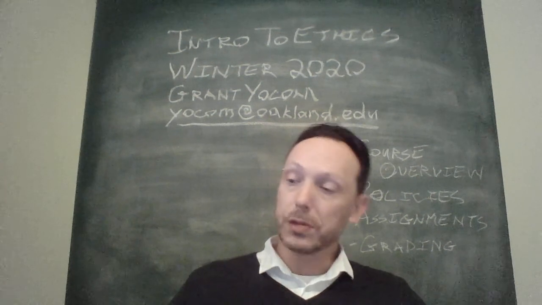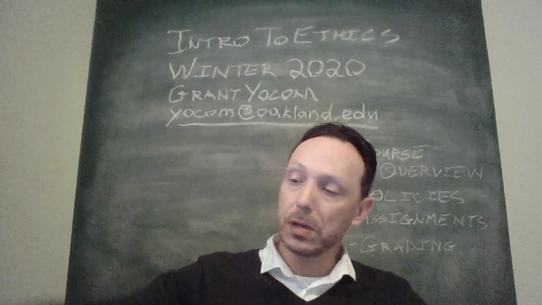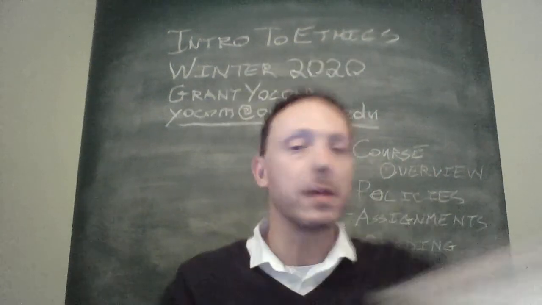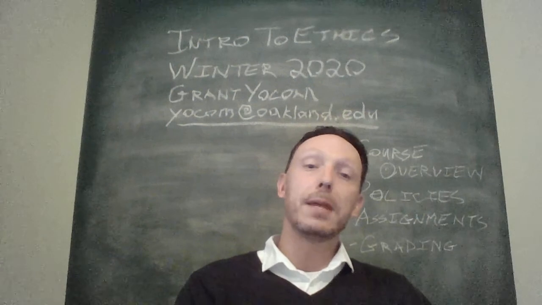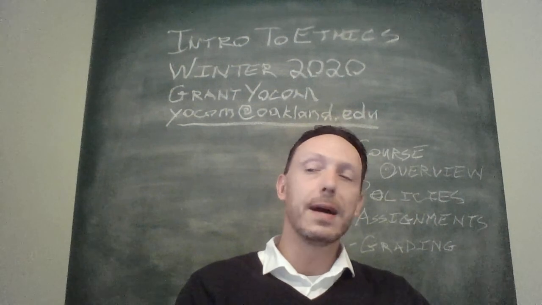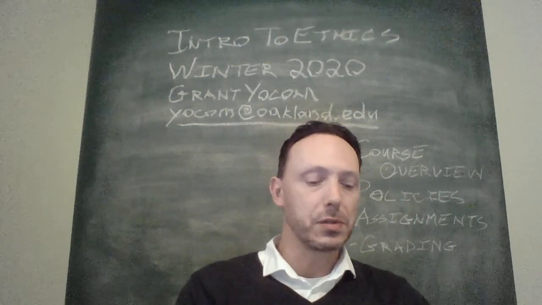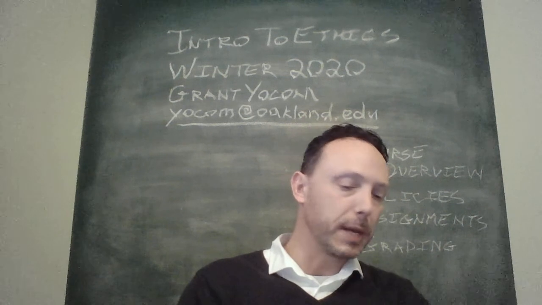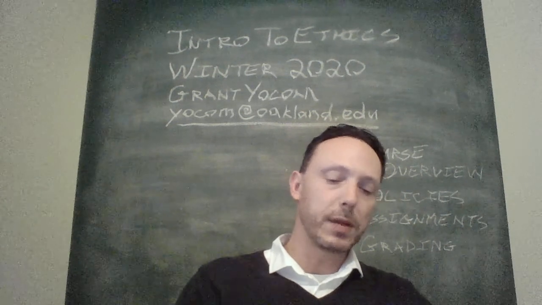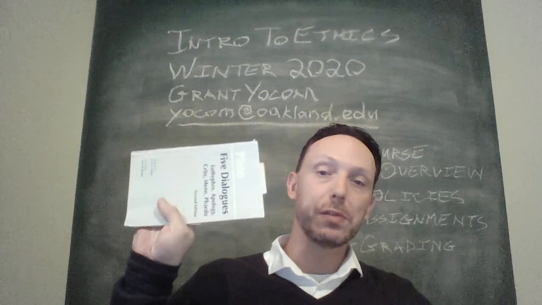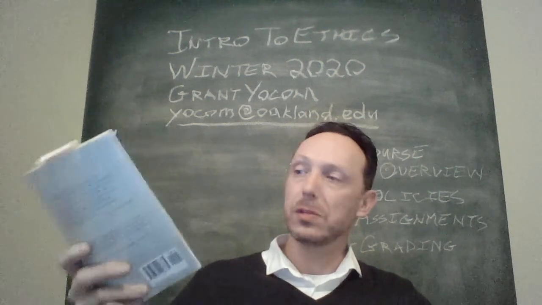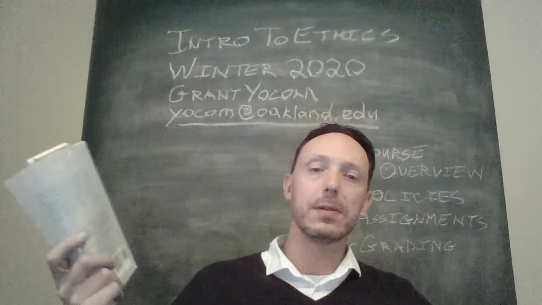Basically what we're going to do is a survey of the history of moral philosophy, and by survey I mean we're really spot checking over 2,000 years of theory. Now I've asked you to buy a lot of books, right? The first one that we will be engaging with is Plato's Five Dialogues. We're taking a look at two of the dialogues, and this is a Hackett translation.